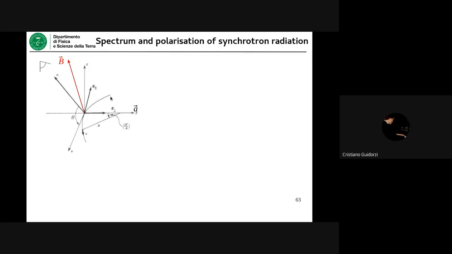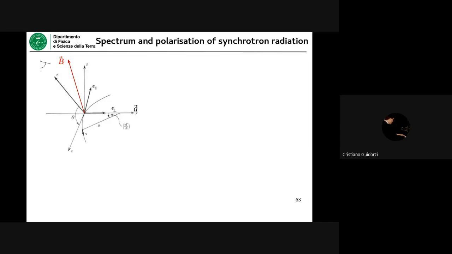We also assume that the magnetic field lines, which here I colored in red, lie in the xz plane. Now, if you work out the Lorentz force, of course, v vector b, you see that this is something lying along the y-axis.